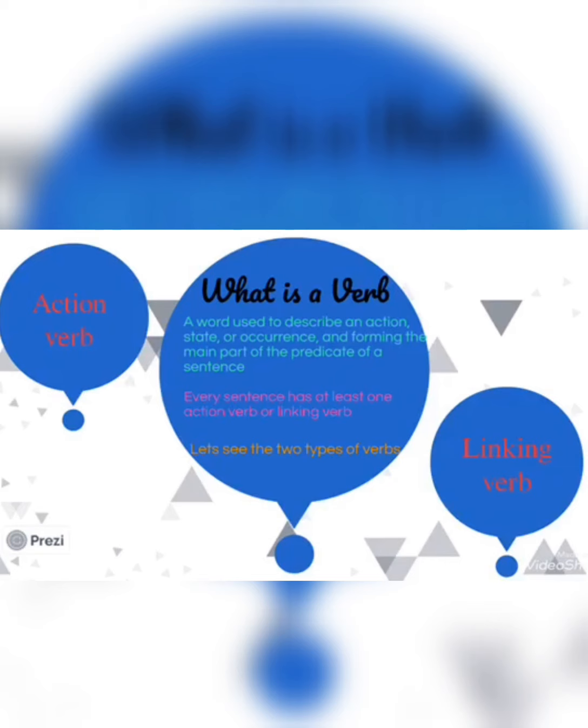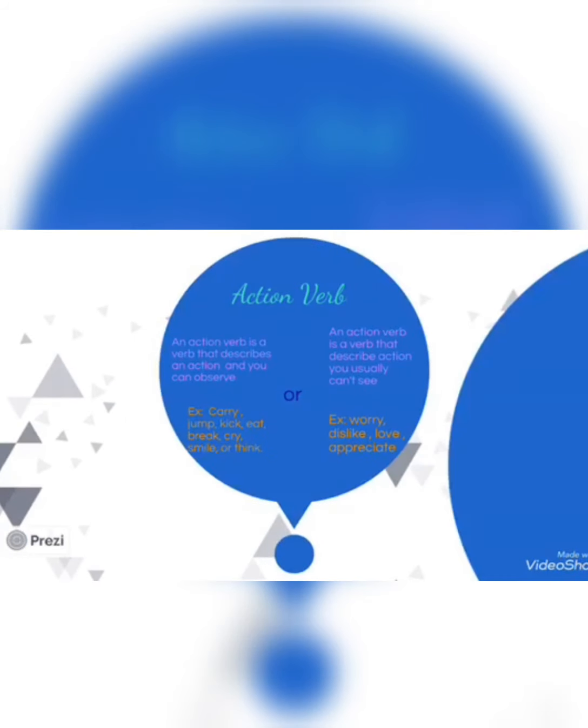Verbs. What is a verb? A word used to describe an action, state, or occurrence, and forming the main part of the predicate of a sentence. Every sentence has at least one action verb or linking verb. Let's see the 2 types of verbs. First, action verbs. An action verb is a verb that describes an action you can observe. For example, carry, jump, kick, eat. Or an action verb can also be a verb that describes actions you usually can't see. For example, worry, dislike, love, appreciate.